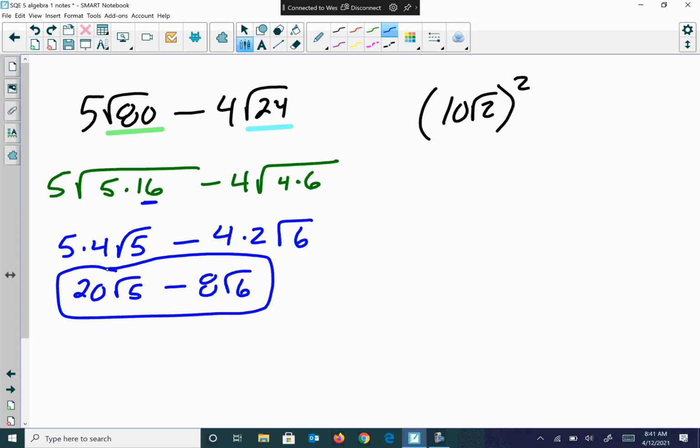All right, my friends. 10 square root 2 as a quantity, meaning I have it in parentheses. When I say quantity, I have the whole thing squared. So this means I have 10 square root 2 times 10 square root 2. There's 2 of them because I had 2 of those. So 10 times 10 is 100. Root 2 times root 2 is root 4. Root 4 is what? 2. So this came up with an answer of 200.